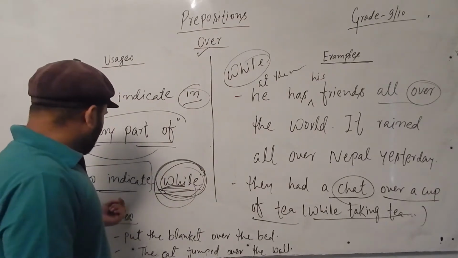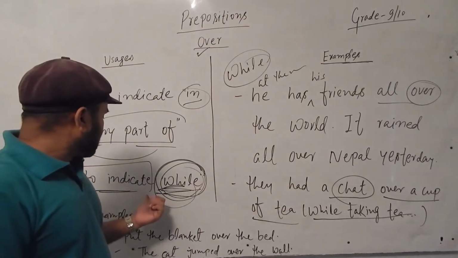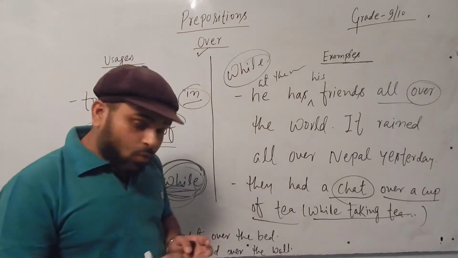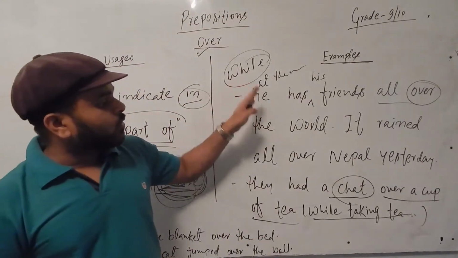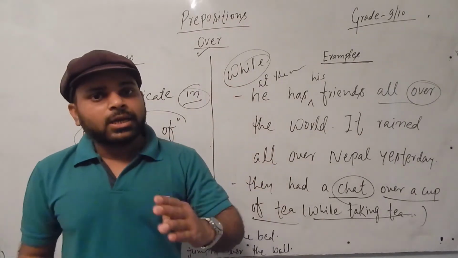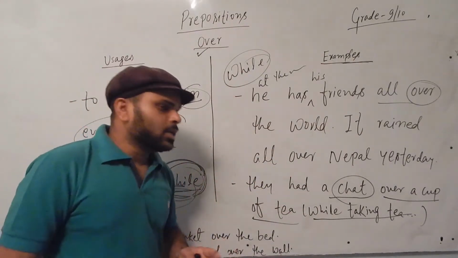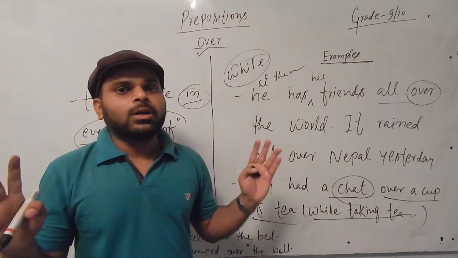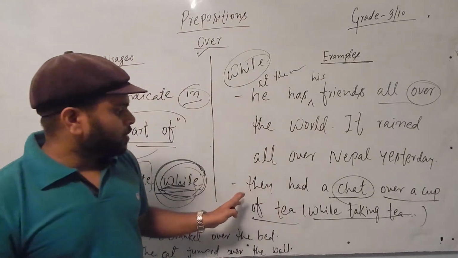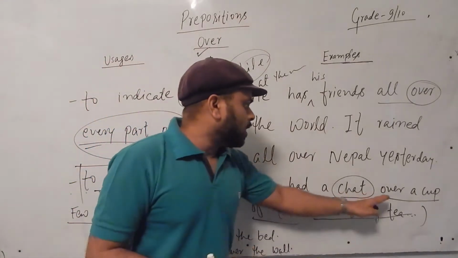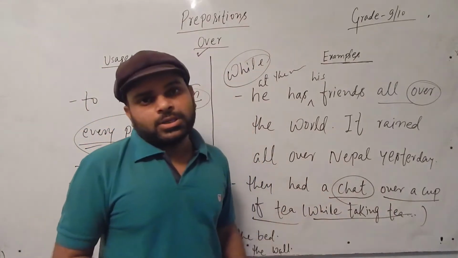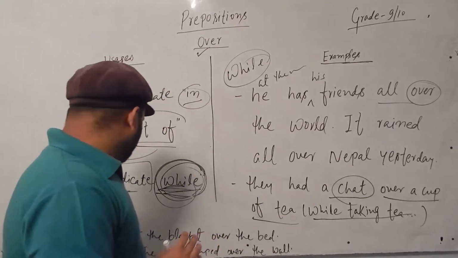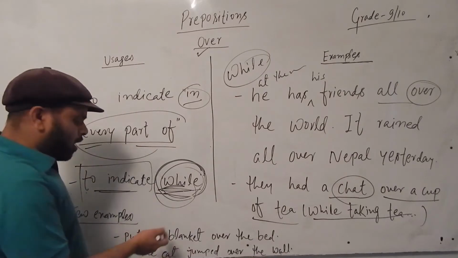So, if the sentence is indicating that it's talking about why, and we have known that why indicates two things happening at the same time, means two works are going on simultaneously, at that situation, the preposition over is supposed to be used.